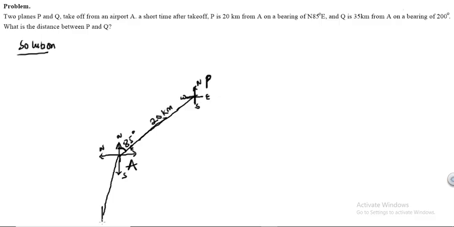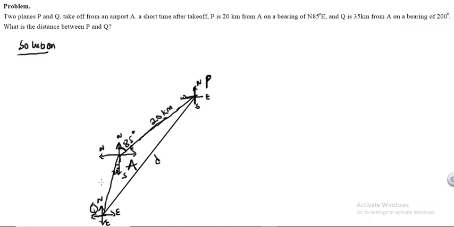So let's call this point Q. This is plane Q. This is the north, this is the east. Now from here to here is 180 degrees, so this will have to be 20 degrees. The shortest distance between two planes is a straight line. So this is the shortest distance between the two planes. From here, we can call this distance D. Let's name all the parts.